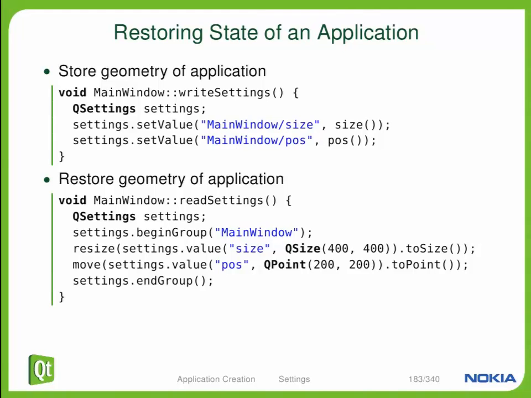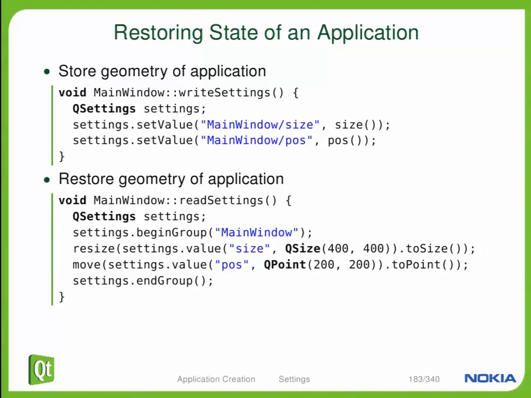Now, maybe in our constructor for the main window, we want to make sure our window is going to be in the place where it last was. So here we do the opposite. We create an instance of QSettings just right on the stack. It's very lightweight. And here we're using begin group instead of using the slash syntax. And once we set a group, we can now use the simpler version of the keys.